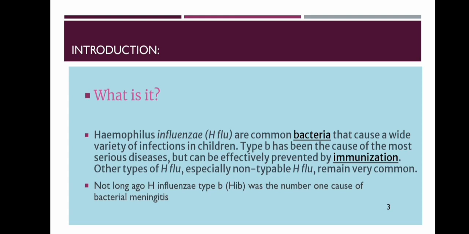Introduction. What is it? Haemophilus influenzae are common bacteria that cause a wide variety of infections in children. Type B has been the cause of the most serious disease but can effectively be prevented by immunization. Other types of H. flu, especially non-typeable H. flu, remain very common. Not long ago, Haemophilus influenzae type B, also called HIB, was the number one cause of bacterial meningitis.